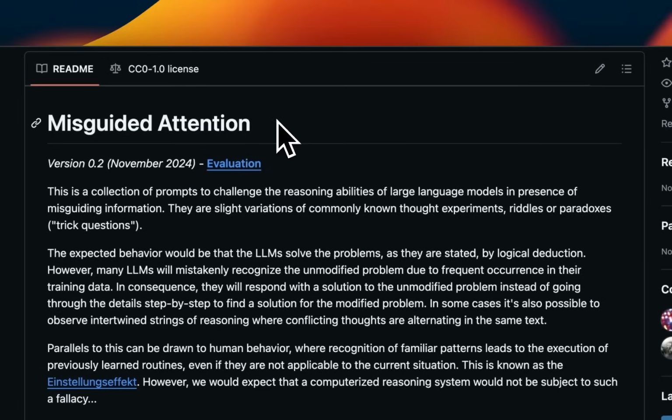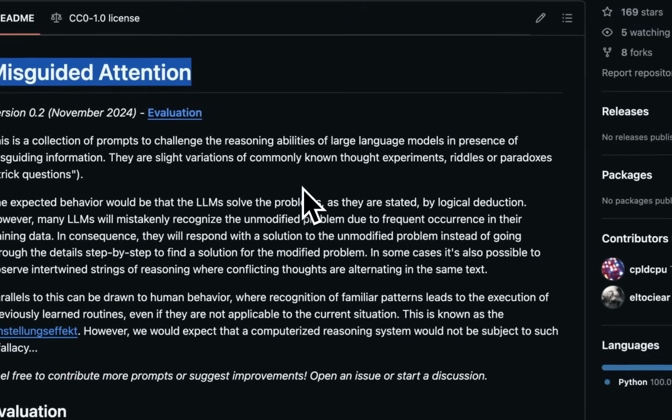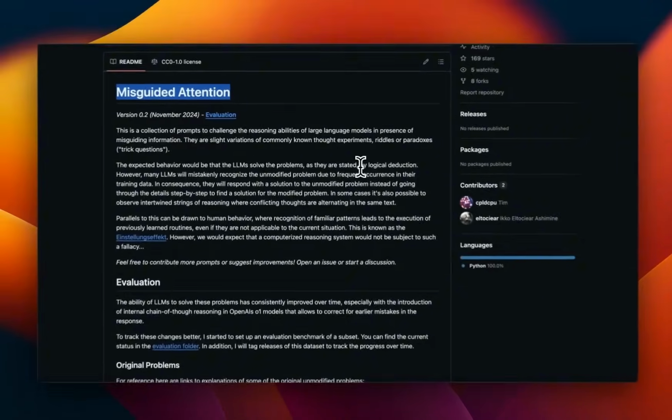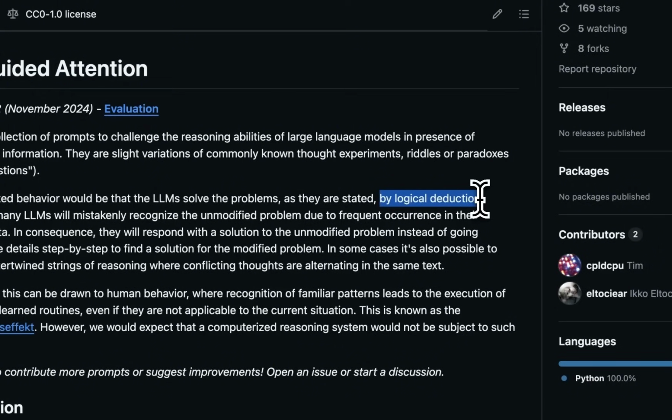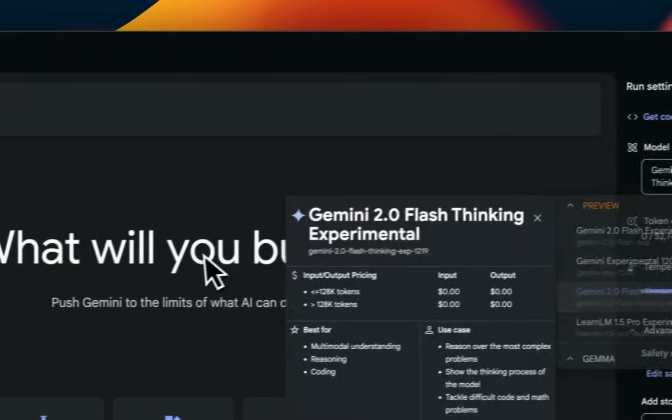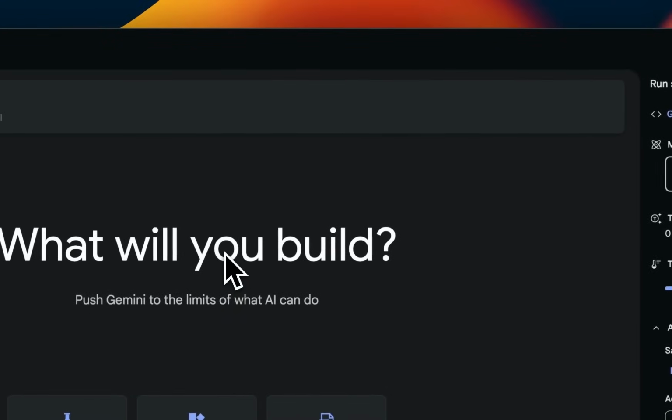Since it's supposed to be a thinking model, I wanted to test it on the Misguided Attention repo. If you have seen some of my previous videos, this is one of the easiest yet very complex problems for LLMs. The idea is that you take some very well-known problems that the LLM has seen in its training data multiple times, and you just change the wording a little bit. So if the model is able to make logical deductions, it should be able to recognize those modified problems from the unmodified problems. So far, none of the models that I have tested work well on these simple problems. But let's see how the new Flash Thinking Experimental model does.